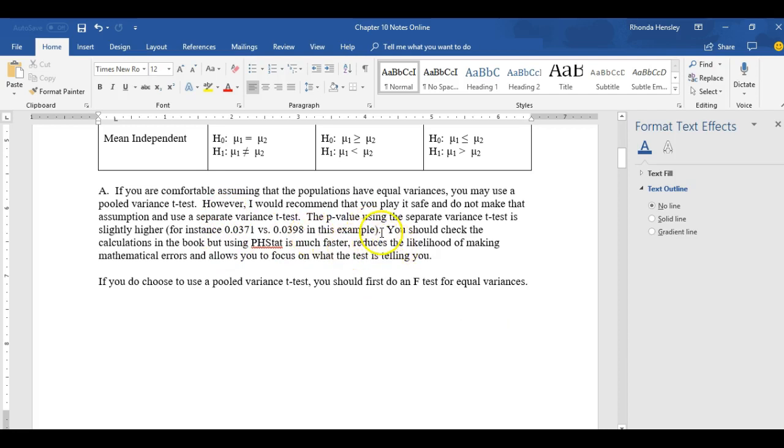So that's what I'm going to show you. You can check the calculations in the book, but we're at the point where our calculations are getting much bigger. We're looking at computing degrees of freedom that are fairly complicated in our hypothesis test. Students make lots of mistakes doing these things. So we're going to use PHStat to do all of our calculations. So really there are no calculations in this chapter.